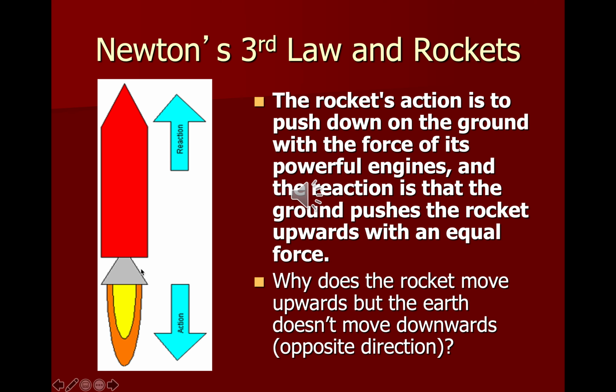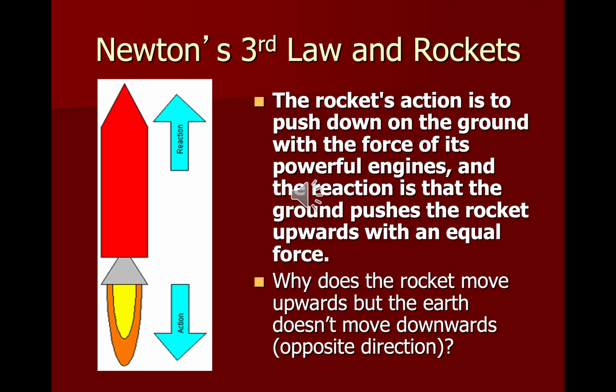So that's why we need such a large, sort of violent looking explosion, right? Or fire almost, right? This rocket ship has a lot of fuel and it pushes with a lot of force. And again, the Earth pushes in the opposite direction with an equal amount of force. Now the question is, if this is true, why does the rocket move upwards but the Earth doesn't move downwards, right? Why doesn't the rocket ship actually push the Earth out of its orbit, if you will, right?